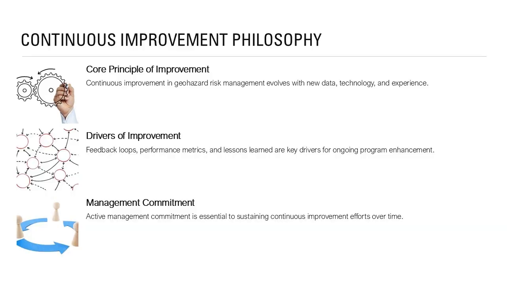Continuous improvement is a core principle of API-RP 1187 and effective geohazard risk management. Programs should evolve based on new data, technology, and experience. Feedback loops, performance metrics, and lessons learned drive improvement. Management commitment is essential to sustain progress. This slide reinforces the importance of viewing geohazard management as an ongoing process rather than a one-time effort.